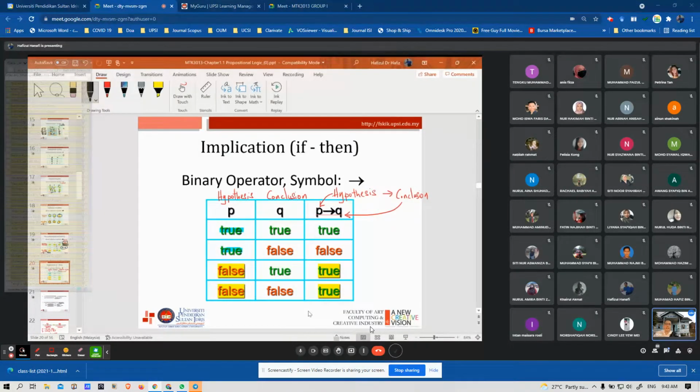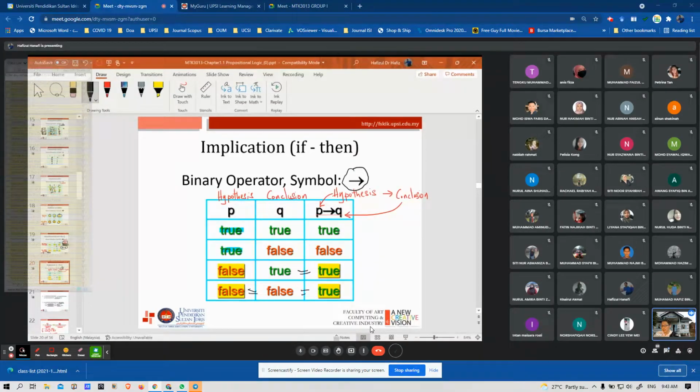Okay, yang ni saya kata tadi hypothesis. We have if then, if hypothesis P, then conclusion Q. This one we go by the implication if then. Okay, true equal to true, true false false, false true equal to true, false false equal to true lah.